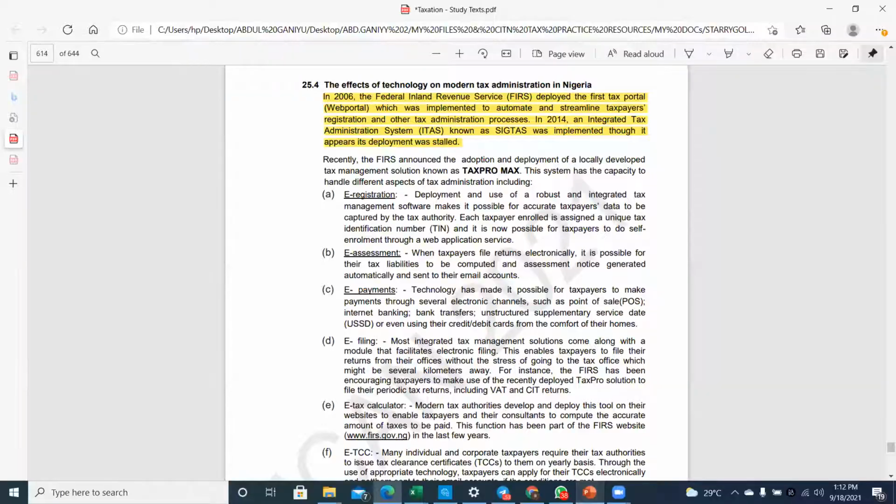In 2006, the Federal Inland Revenue Service deployed the first tax portal website, known as the web portal, and this was implemented to automate and streamline taxpayers' registration and other tax administration processes. Also in 2014, there was an integrated tax administration system known as SIGTAX. This was implemented, though it appears its deployment was stalled.